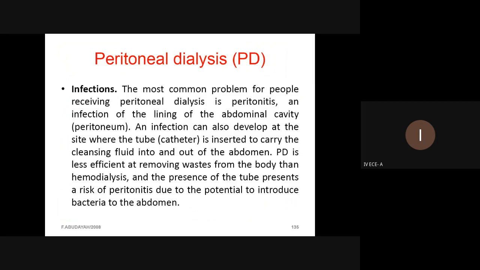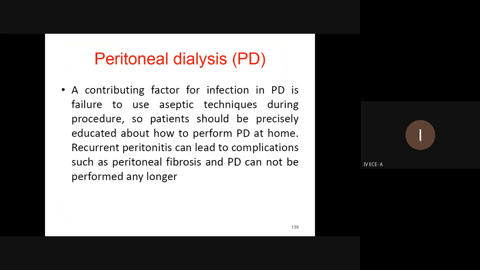That is, infections may occur. The most common problem for people receiving peritoneal dialysis is peritonitis, an infection of the lining of the abdominal cavity. An infection can also develop at the site where the tube is inserted to carry the cleansing fluid into and out of the abdomen. Peritoneal dialysis is less efficient at removing waste from the body than hemodialysis, and the presence of the tube presents a risk of introducing bacteria to the abdomen.